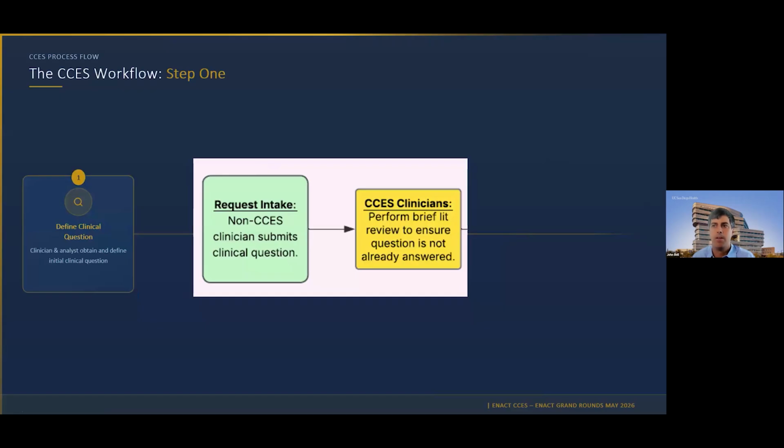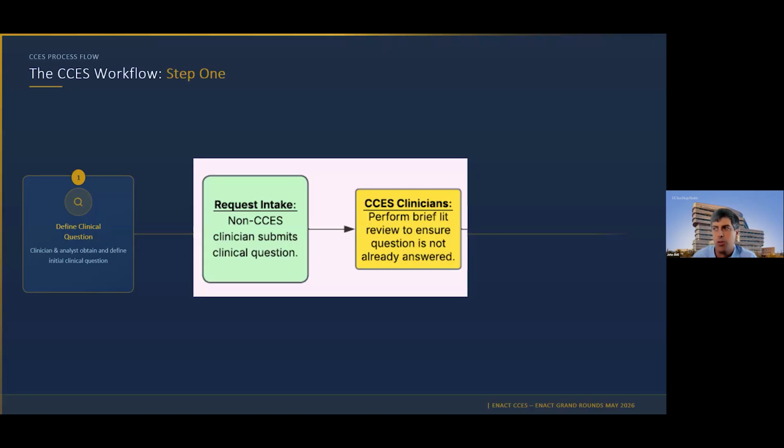So in that first step, where we're defining the clinical question, we take the non-CCES clinician who submits the clinical question. We, as I said, go back and forth some on that to figure out, hey, we need to define the parameters that you were asking about to make sure that we have a well-structured question that we can then figure out how to make queries that we can put into Shrine.